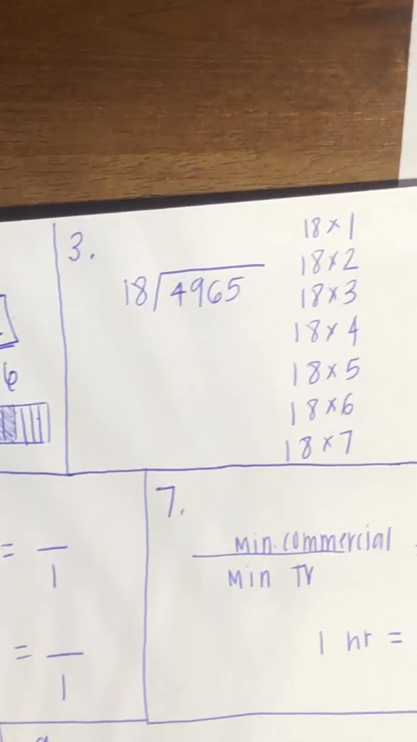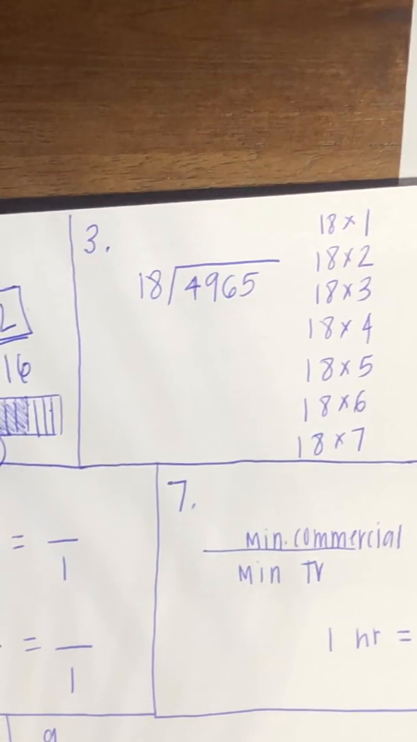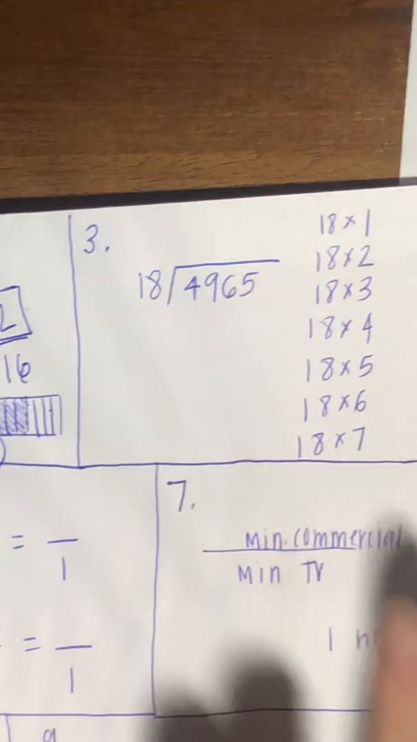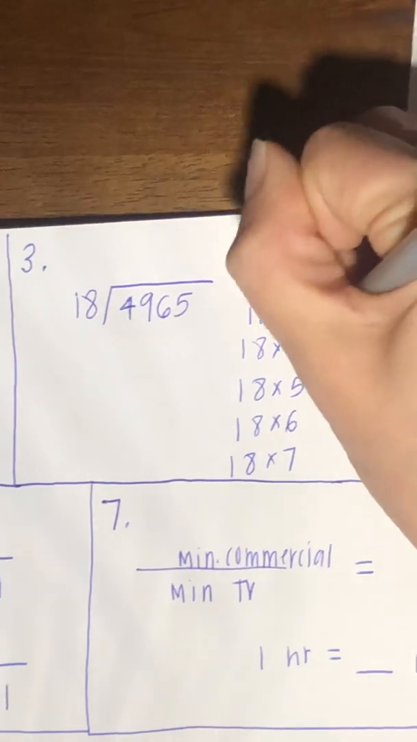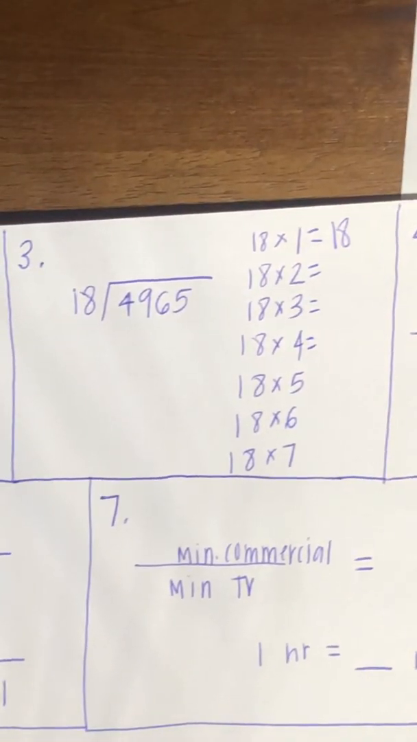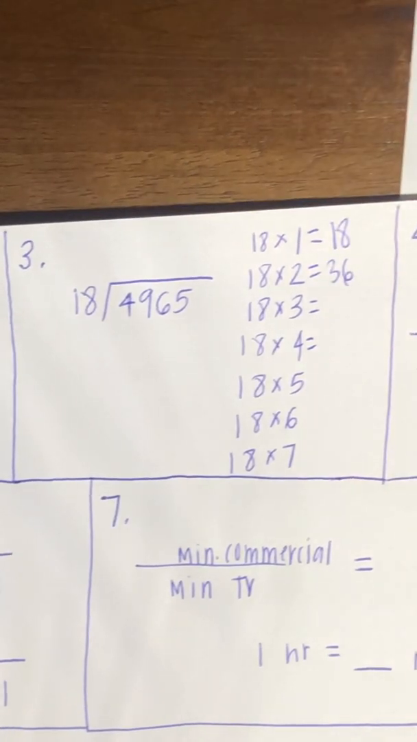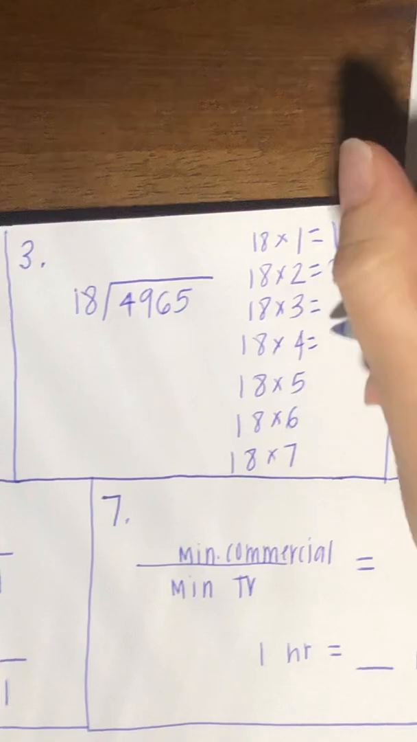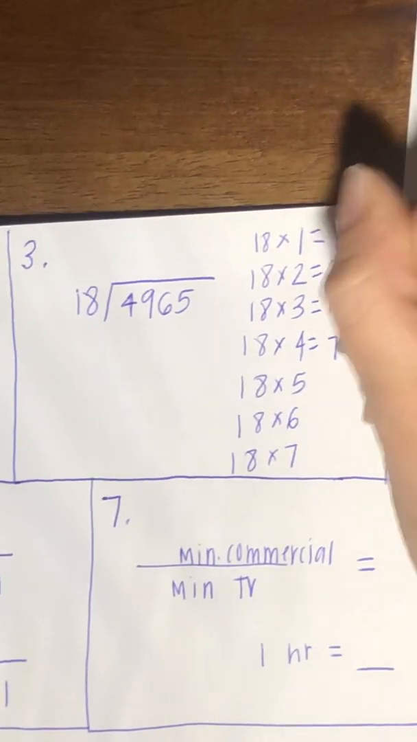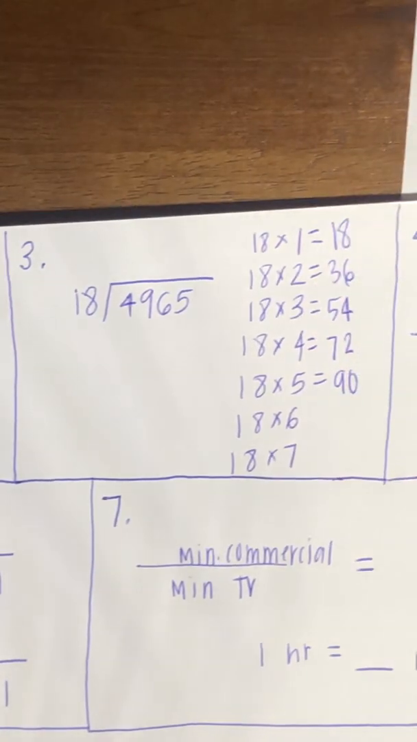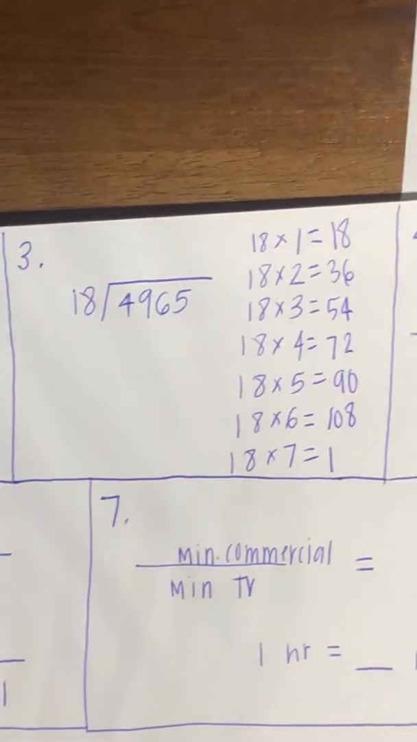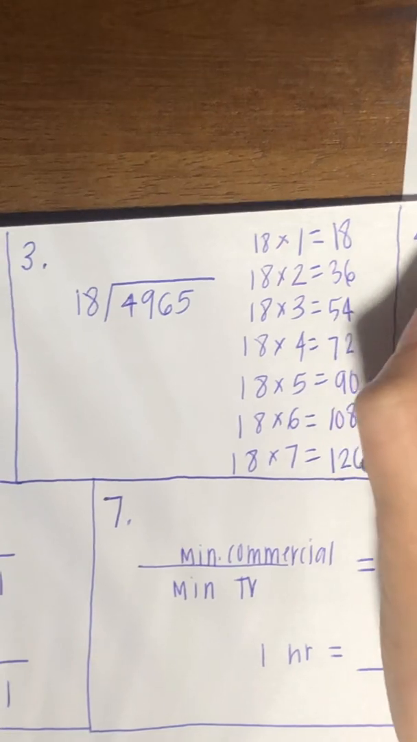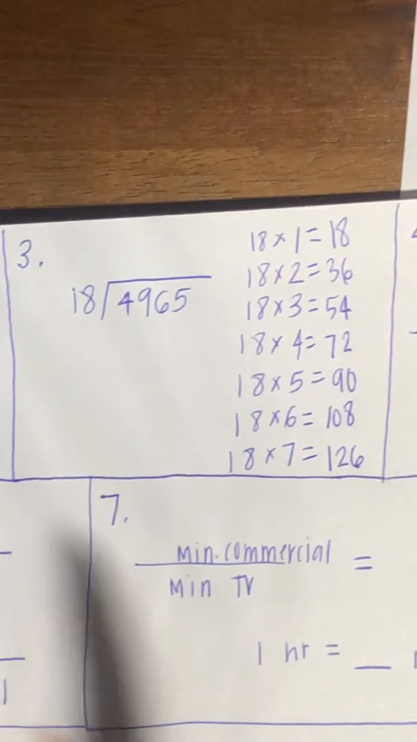Number 3 is division. 4,965 divided by 18. Whenever you're doing multi-digit division problems, your best option is to do your multiplication problems off to the side first. I'm going to do these very quickly. I've already done them. 18 times 1 is 18. 18 times 2 is 36. 18 times 3 is 54. 18 times 4 is 72. 18 times 5 is 90. 18 times 6 was 108. And 18 times 7 is 126. Once I do all that multiplication, the division part is easy.